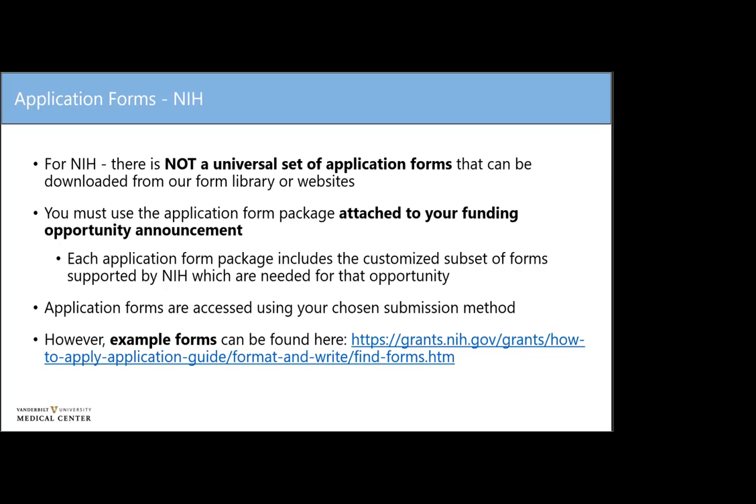So unfortunately for NIH, there's not a universal set of application forms. It's important to use the application package that's provided with your FOA. Each package of forms is customized based on the FOA that you are applying for. And you can access application forms through the method that you choose to submit your grant, and we'll talk about that in a bit. However, you can access example forms just to get an idea of what is in the forms itself, and I've provided a link for you there.